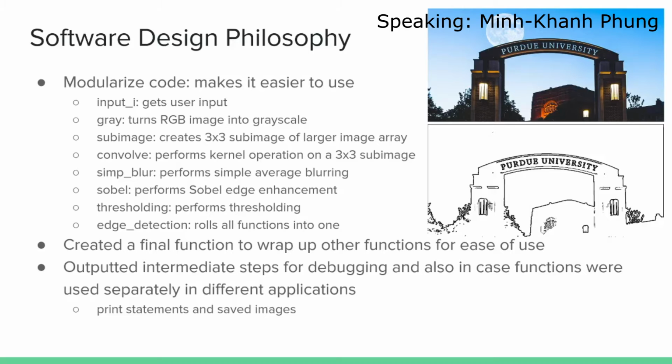And during this, we also outputted intermediate steps in each function. We outputted print statements to the console whenever each step was completed, and we outputted each saved image from grayscale to the blurring and edge enhanced images, all to separate files from the original, in order to help with debugging, and also in case someone wants to use our library to perform things other than just simple edge detection, like if they wanted to do grayscale but not the rest of the functions. And then on the right, you can see the result of our function on the Purdue Arch image.